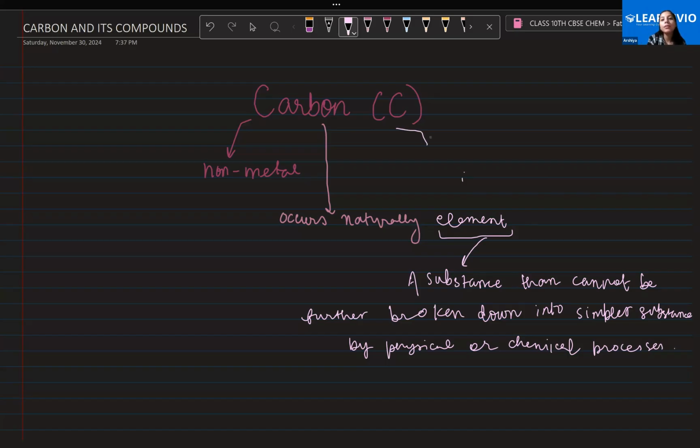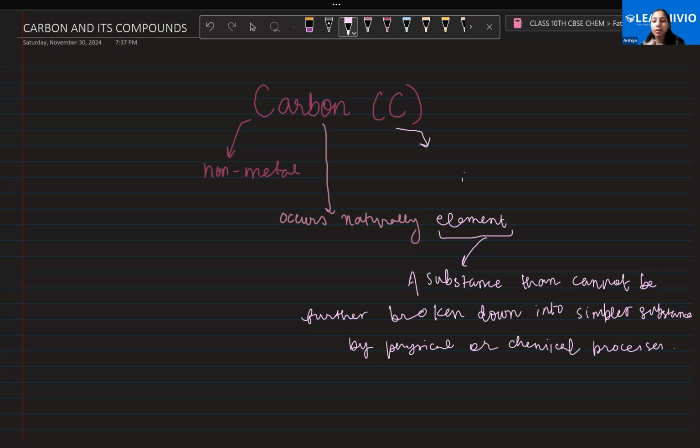Do you know where we can find carbon? Where is it available? It's available in the atmosphere. Have you heard about carbon dioxide? It's carbon plus oxygen, a gas that is formed when carbon joins with oxygen. So that is where carbon is available.